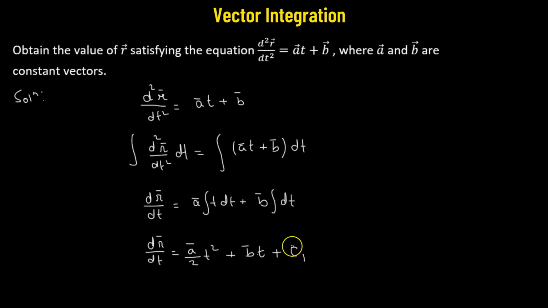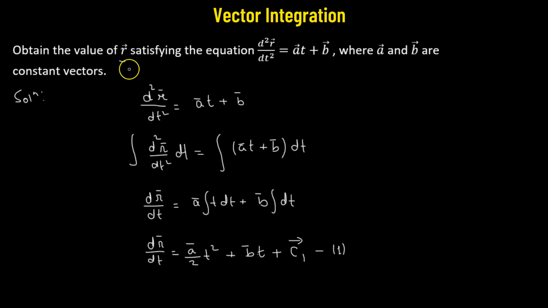Now c1 must be a vector. That's because on the left hand side we have dr vector over dt, so that's a vector quantity, and on the right hand side we should also have a vector for the equality to hold. The first term is a vector. Here we have a vector a multiplied by some scalar t squared over 2. The second term is also a vector. We have a vector b multiplied by the scalar t. So that means our third term, which is c1, must be a vector in order for this particular equation to hold. So let's call it equation number 1.